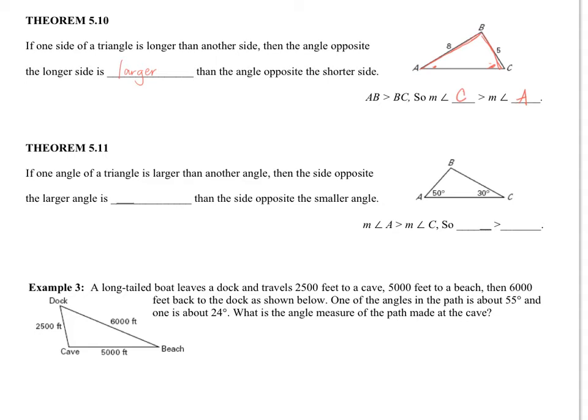Theorem 5.11. If one angle of a triangle is larger than another angle, so angle A here, 50 degrees, is larger than angle C, 30 degrees, then the side opposite the larger angle, which is BC, is going to be, again, larger than the side opposite of the smaller angle. So when angle A is greater than angle C, then segment BC is greater than segment AB.